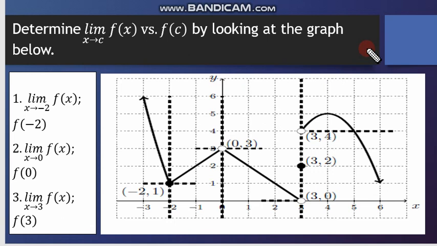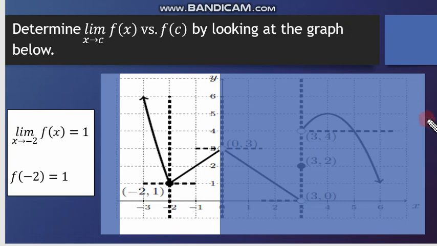Now, in this activity, we will determine the limit of f of x as x approaches c versus f of c by looking at the graph below. For number 1, we will determine the limit of f of x as x approaches negative 2 and f of c, or f of negative 2. Number 2, the limit of f of x as x approaches 0 and f of 0. And number 3, the limit of f of x as x approaches 3 and f of 3.